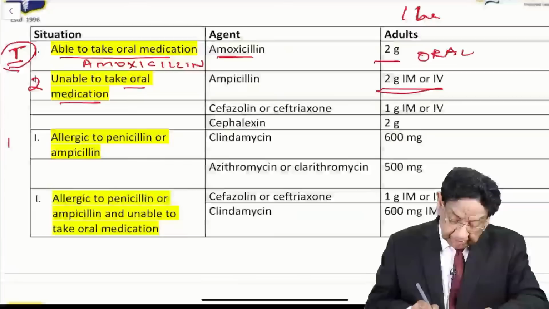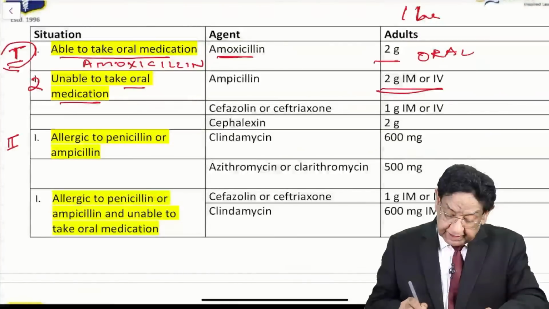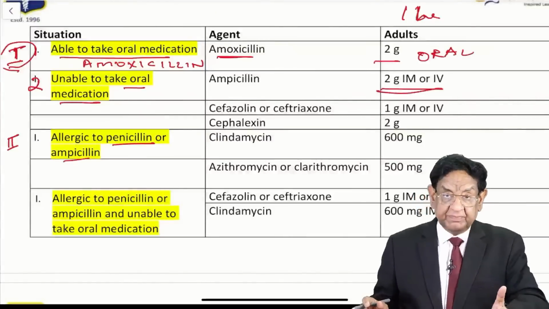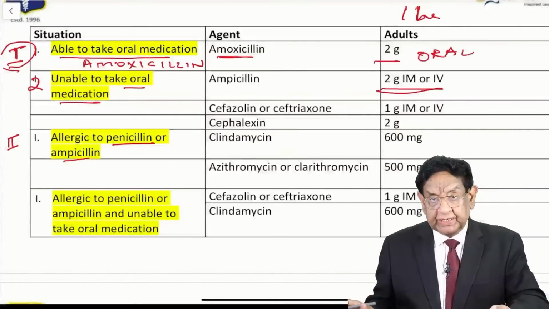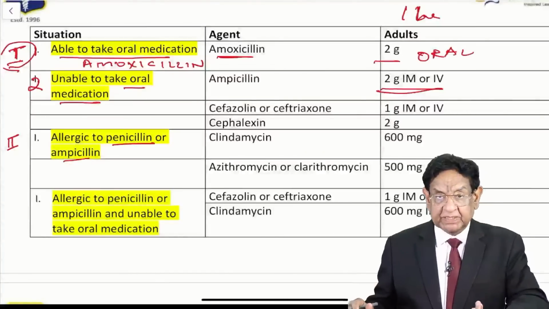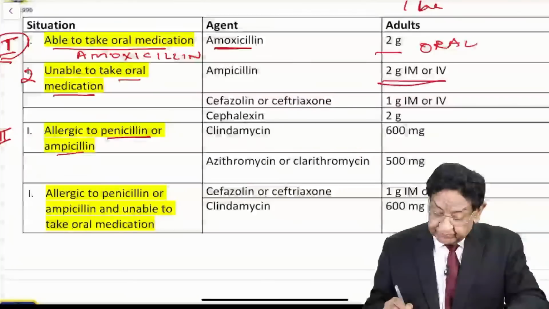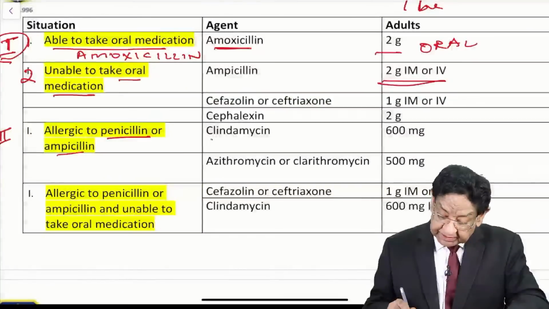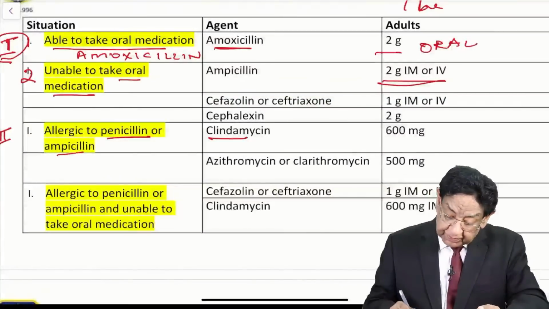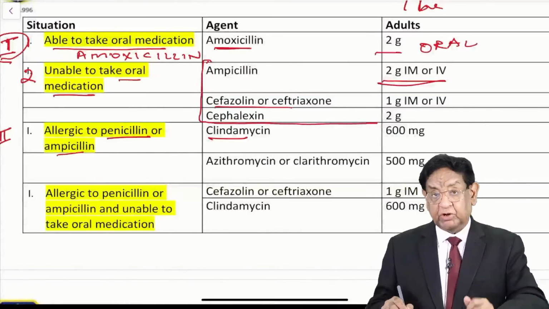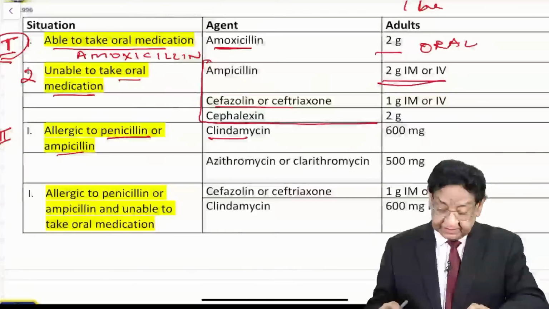Now, scenario number 2. Patient is allergic to penicillin or ampicillin. So the patient goes to a dentist and says, I'm allergic to penicillin or amoxicillin. Then what to give? In those cases, we can give clindamycin. Just to inform you, although amoxicillin is the main one, there are other drugs that can be given in place of amoxicillin.